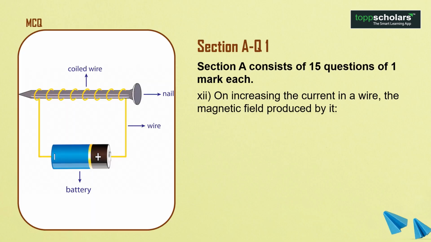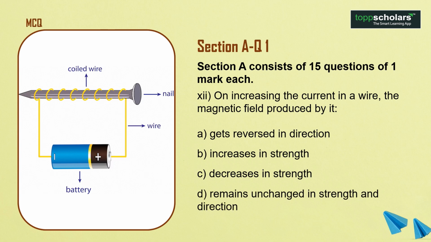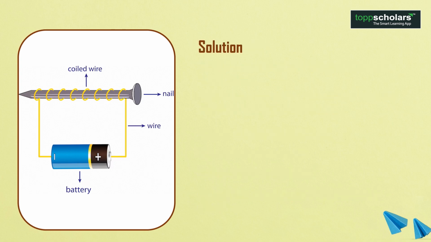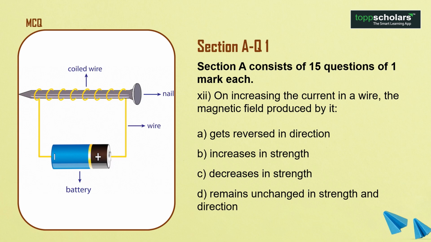Let's have a look at the next question. It says, on increasing the current in a wire, the magnetic field produced by it gets reversed in direction, increases in strength, decreases in strength, or remains unchanged in strength and direction. Let us see the solution. On increasing the current in a wire, the magnetic field produced by it increases in strength. So what is the correct option? Option B is the correct option, that is, it increases in strength.